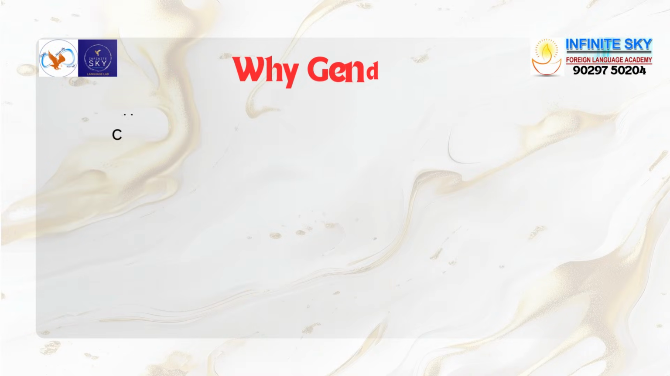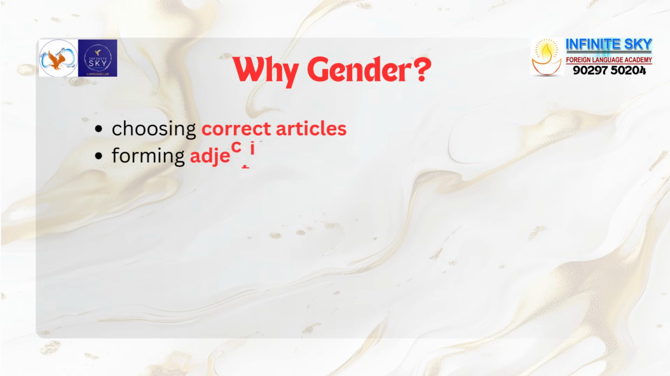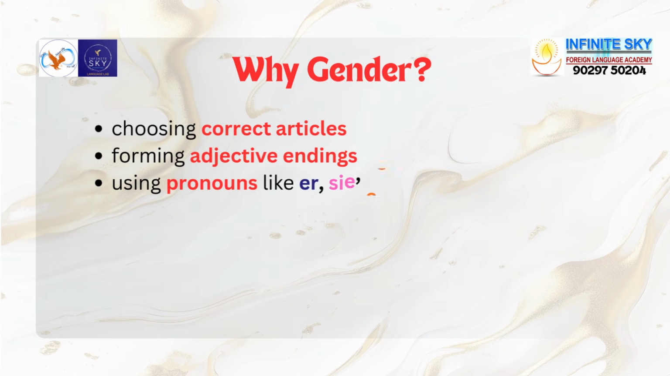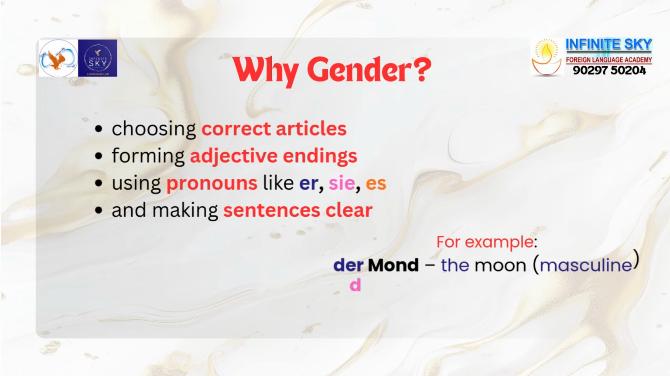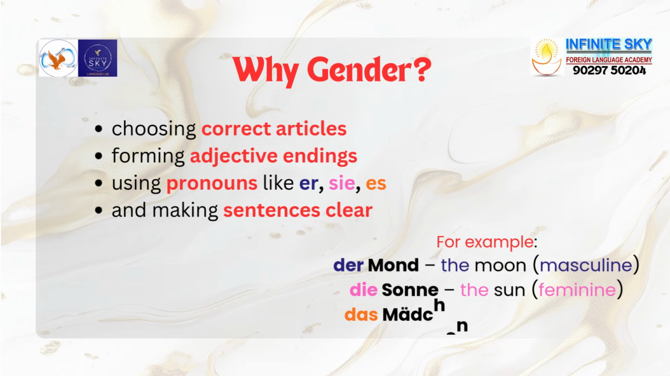It helps us with choosing correct articles, forming adjective endings, using pronouns like er, sie, es, and making sentences clear. For instance, der Mond, the moon, masculine; die Sonne, the sun, feminine; das Mädchen, the girl, neuter. So, gender is not about logic, it's about grammar.